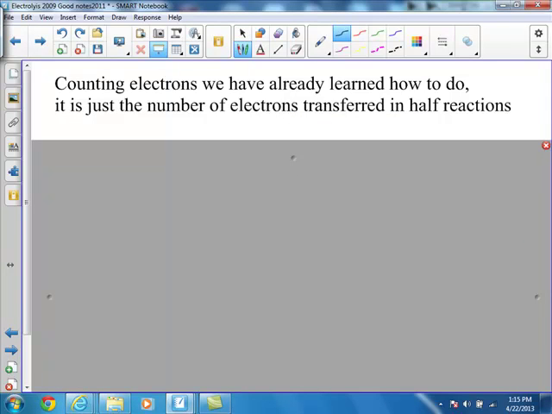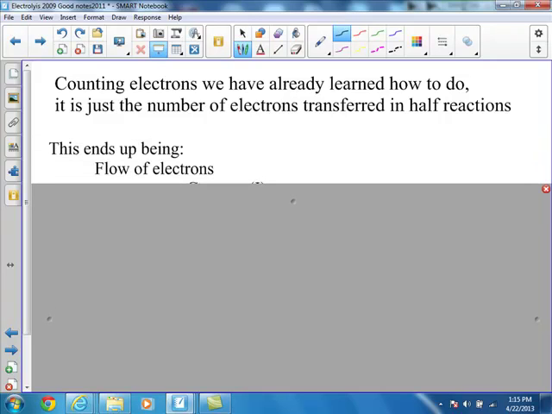Okay, so let's count electrons. We're going to count the flow of electrons. Counting electrons we already know how to do. That's Avogadro's number. It is just the number of electrons that are transferred in half reactions, which you did Friday. We don't even write this, do we? No. Great. We're going to deal with the flow of electrons.